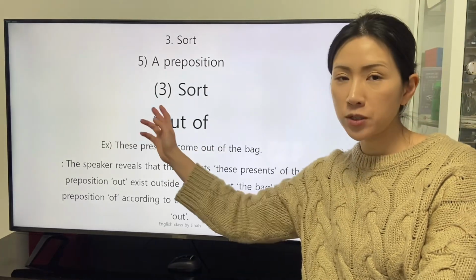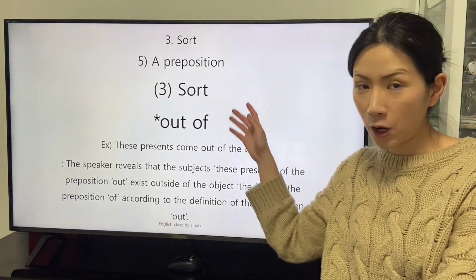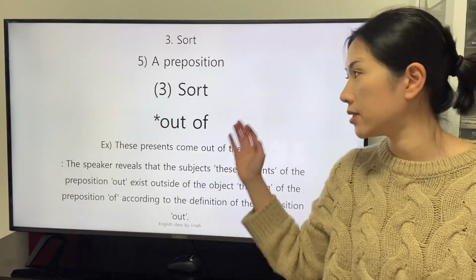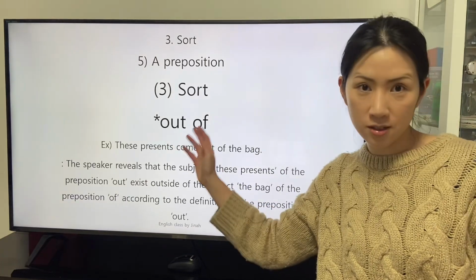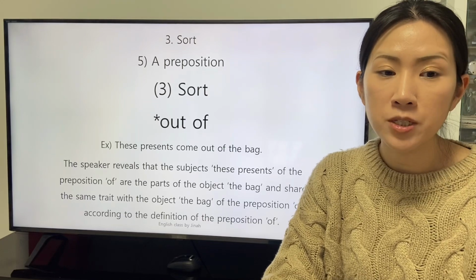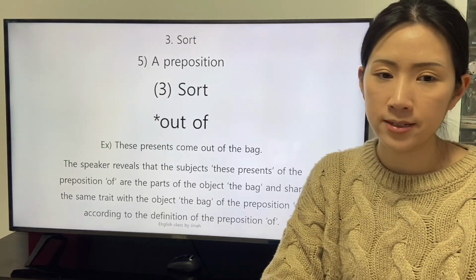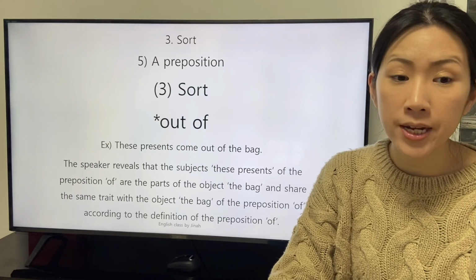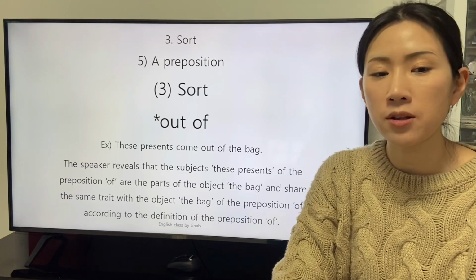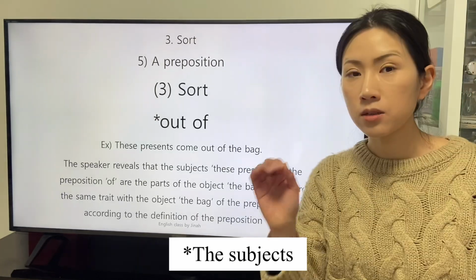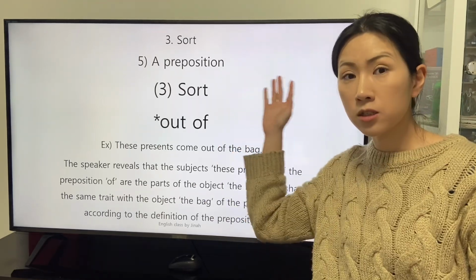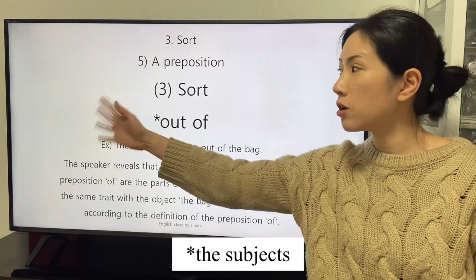The subject of the prepositions is a part of the object, but the subject of the prepositions is not included in the object of the prepositions. The speaker reveals that the subject, these presents of the preposition of, are the parts of the object, the bag, and share the same trait with the object, the bag, of the preposition of, according to the definition of the preposition of.